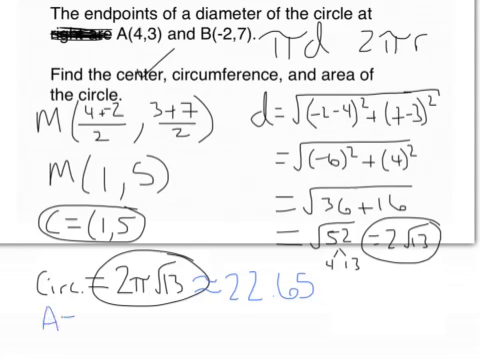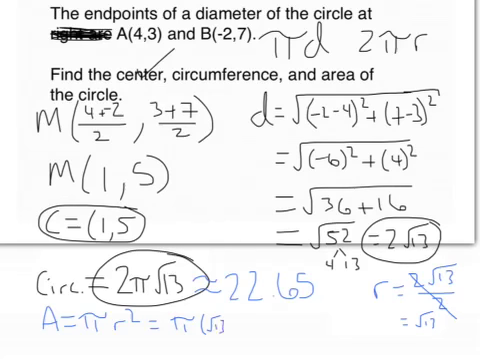Our area formula is pi r squared, remember. So we need our radius. Well, our radius is the same as the diameter divided by 2, so if I take my diameter, which is 2 root 13, and we divide that by 2, I end up with just the square root of 13. So what I'm going to have is pi times the square root of 13 squared. Well, square root of 13 squared is just 13, so I get 13 pi.